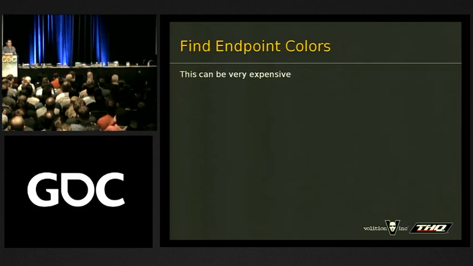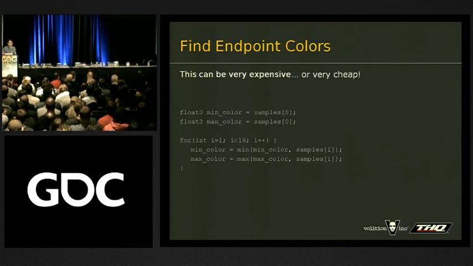So the next step is finding your endpoint colors. This can be very expensive. This is where most offline compressors spend most of their time. Some of them will do brute force algorithms to try to find, out of the 16 source texels that you have, which ones would be the best endpoints and test every possible combination. Typically, these types of tests are very heavy on conditional operations, which are not very good to use in shaders. So that's often very expensive.